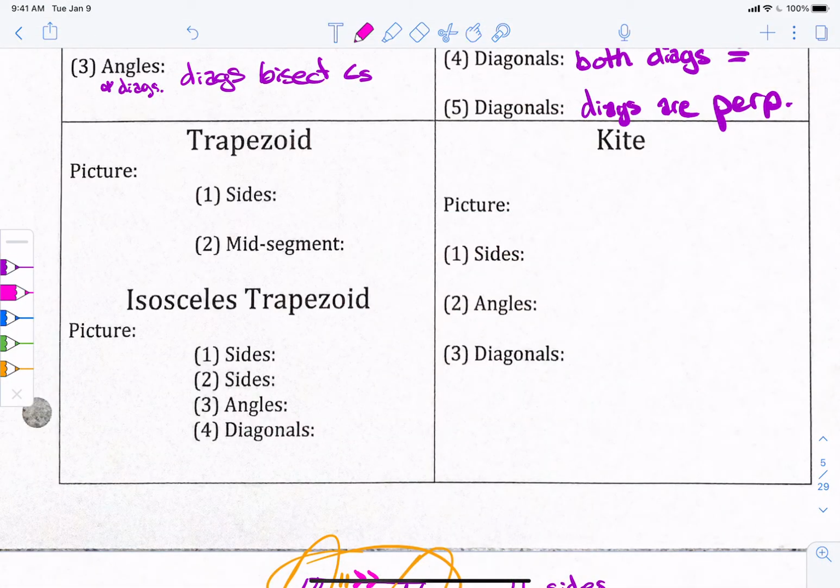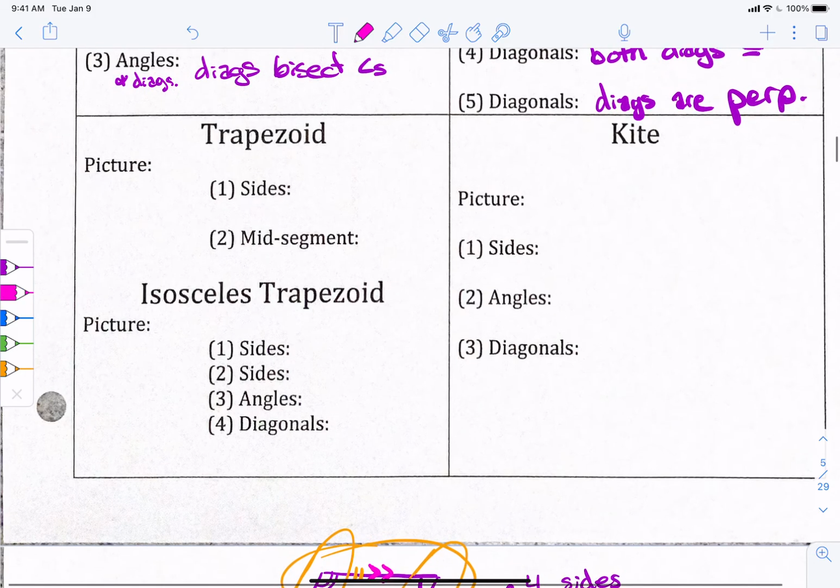All right. Trapezoids and kites. Two different kinds of trapezoids that we're going to talk about. So we have two different pictures to do. Before you draw these, I'm going to draw them myself, and I'm going to tell you how you need to make sure and draw these.